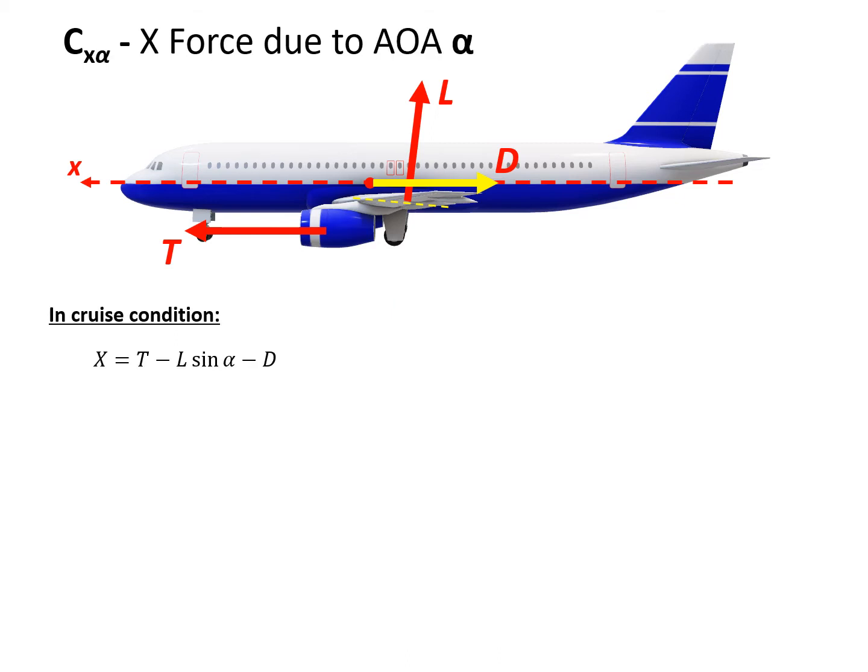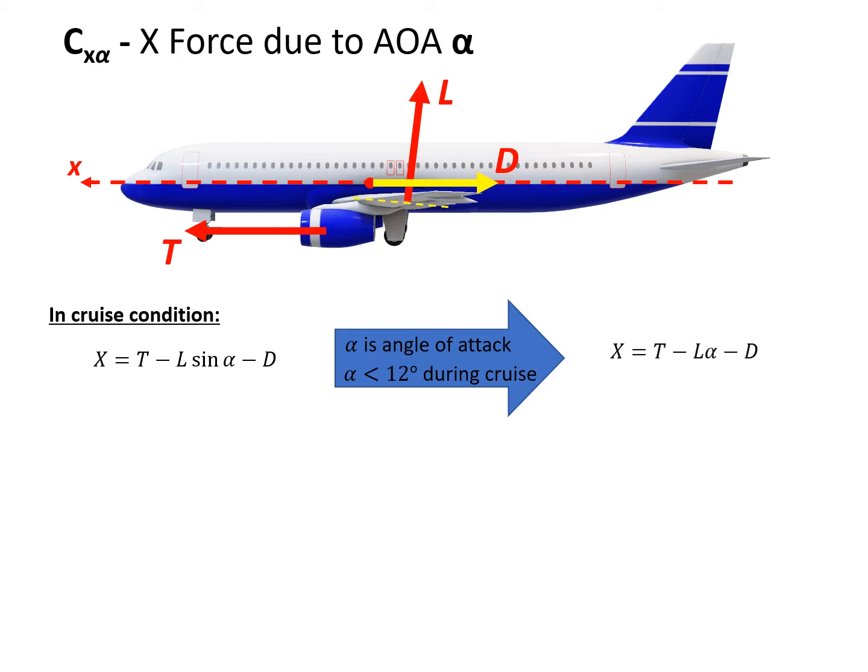The second derivative we are looking at is Cx alpha, the x force change due to angle of attack. We already analyzed the three forces acting on this aircraft: thrust, lift, and drag. And also we know X equals T minus L sine alpha minus D. Now what we're applying is a small angle of attack assumption. In cruise condition, alpha is a small angle. And then we can simplify X equals T minus L alpha minus D.